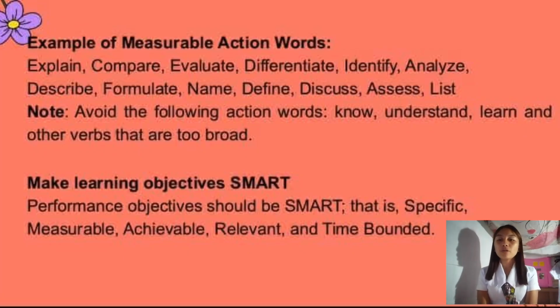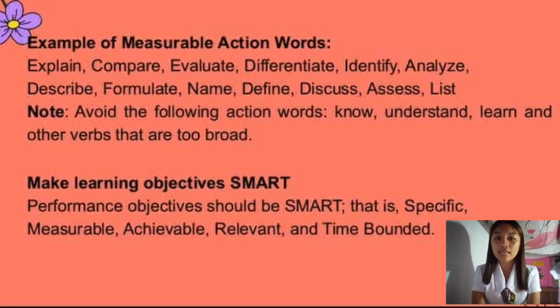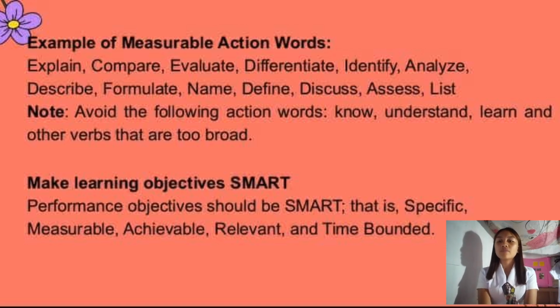Examples of measurable action words. Here are some examples of measurable action words: explain, compare, evaluate, differentiate, identify, analyze, describe, formulate, name, define, discuss, assist, and list. Note that you should avoid the following action words: know, understand, learn, and other verbs that are too broad.